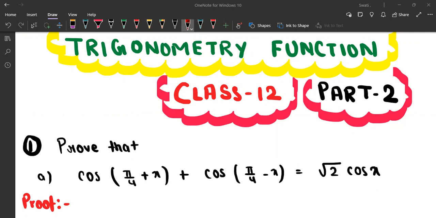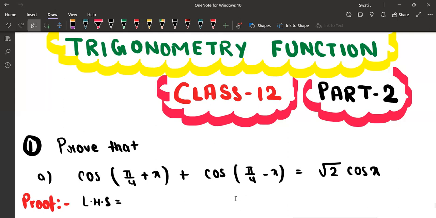So the first question is we have to prove that cos(pi/4 + x) + cos(pi/4 - x) is equal to root 2 cos x. The very first thing is this is a proof question. So we always start from the LHS. Either you start from the LHS and bring the RHS, or the other way around.